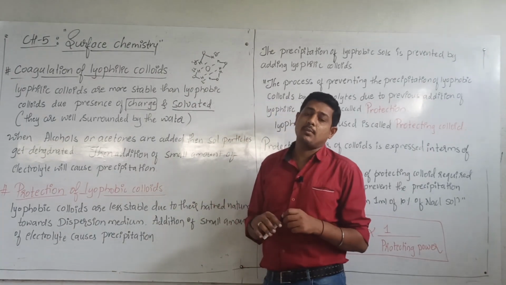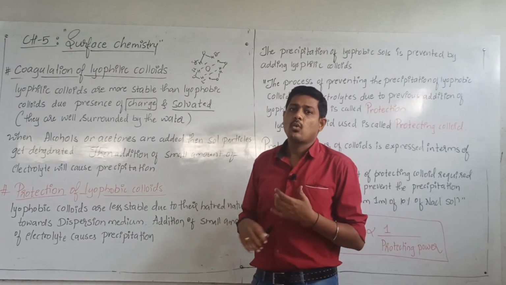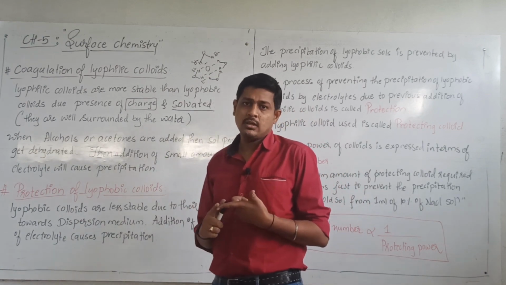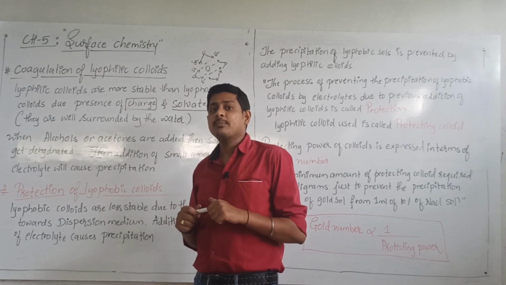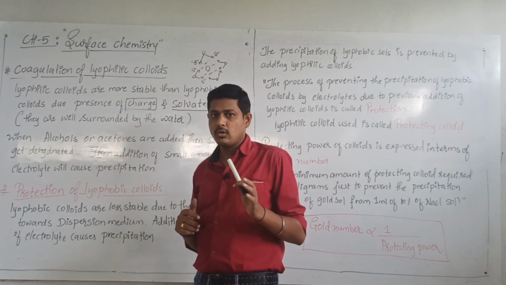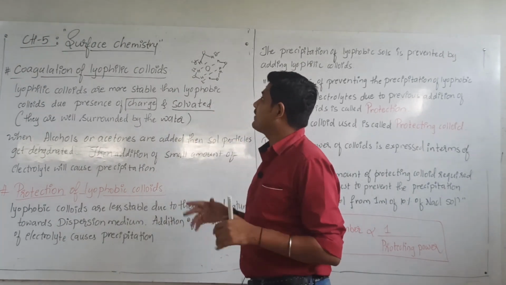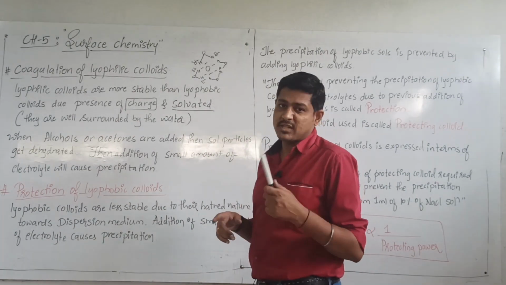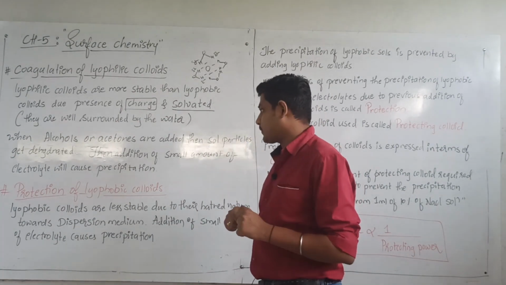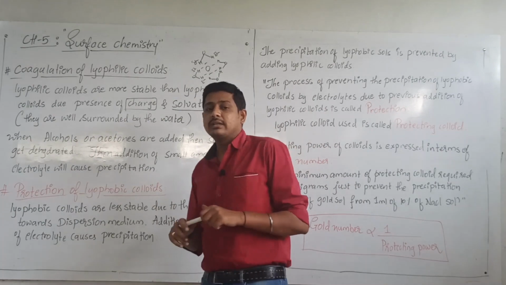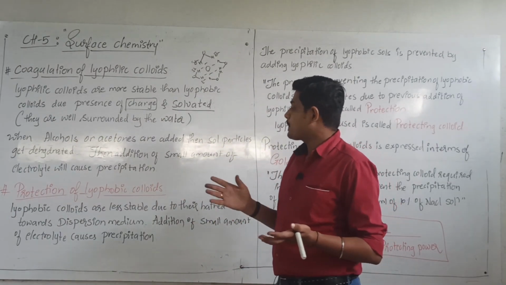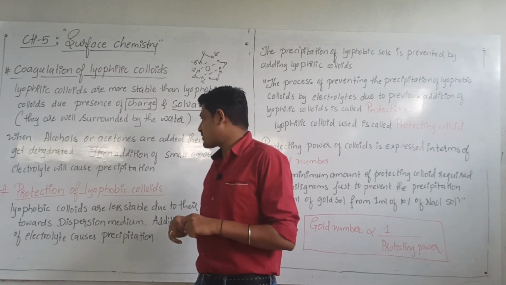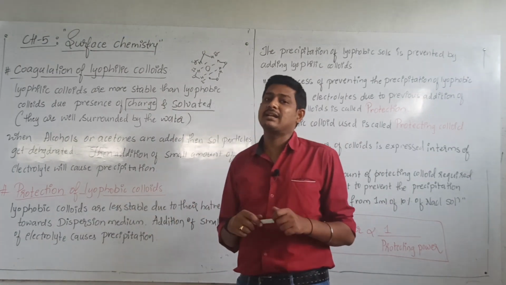So two questions will arise: why lyophilic colloids are more stable, or in other words, why it is difficult to precipitate the lyophilic colloids. Okay, so this is our answer, and we also got to know how we precipitate the lyophilic colloids. Then moving on to the next one, that is called protection of the lyophobic colloids. Now we know that lyophilic colloids are more stable, so lyophobic colloids are less stable.